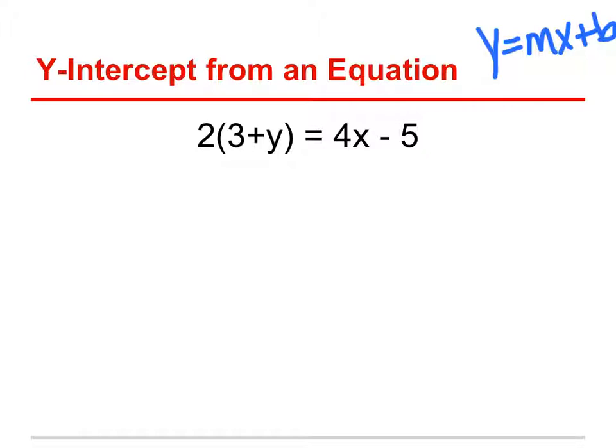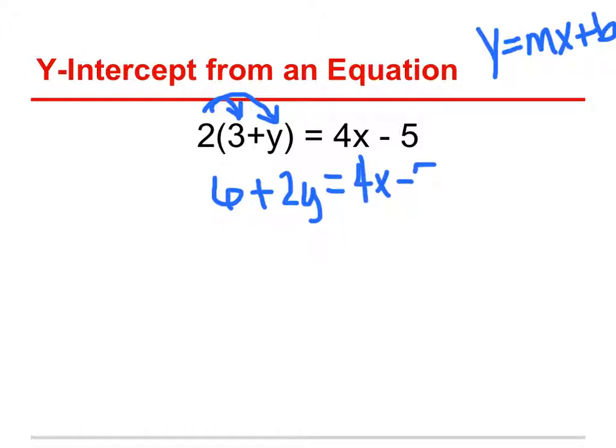So y equals mx plus b. We have 2 times 3. We're going to draw our arrow. Yes, you do need to draw your arrow. 2 times 3 is 6. And then 2 times y is a positive 2y. This equals 4x minus 5. Now, we are trying to get the y by itself. We needed to distribute first to get rid of our parentheses.